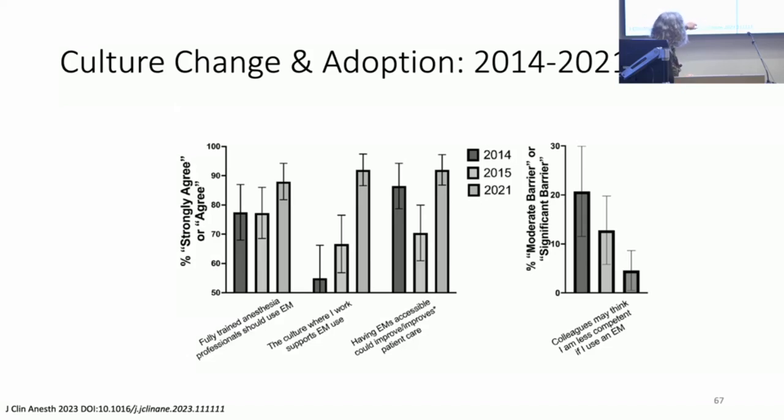So, fully trained anesthesia professionals should use EMs. That was going up over time. The culture where I work supports EM use. This third question we think was a wording change that caused the dip in 2015 after 1 year. So having EMs accessible could improve patient care is theoretical, whereas improves the year after is a different question. But very excitingly, in 2021, does it improve patient care? The vast majority of people think yes in 2021. And colleagues may think I'm less competent. That went from 20% down to less than 4%.